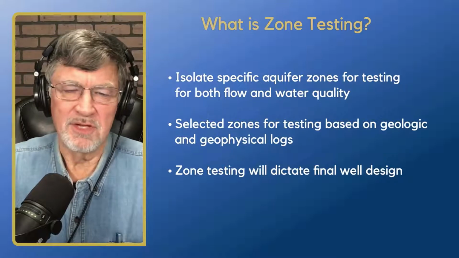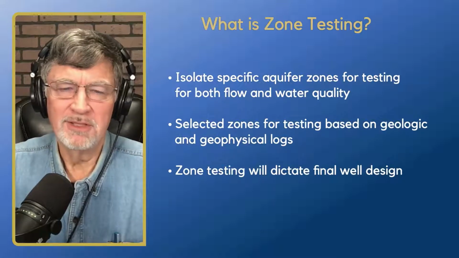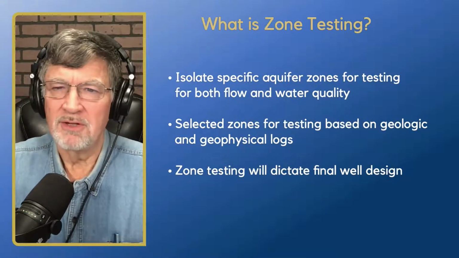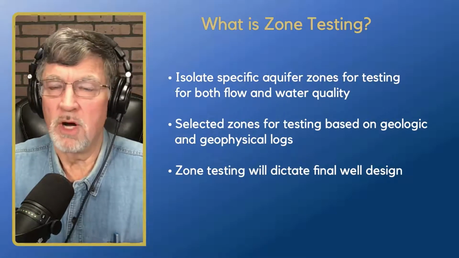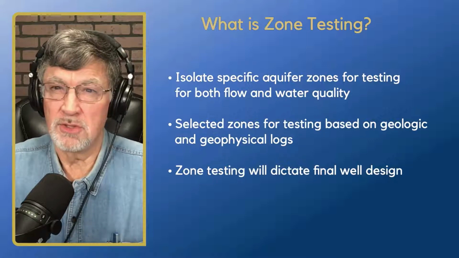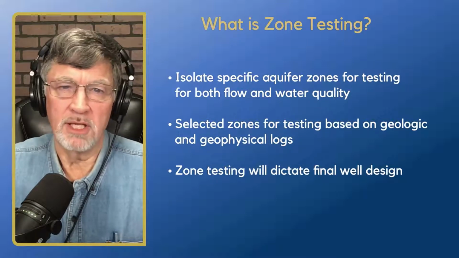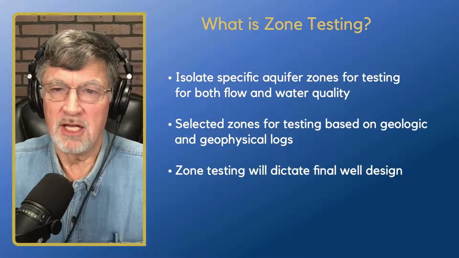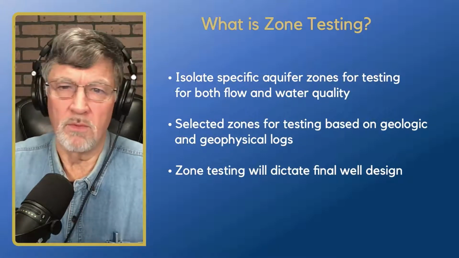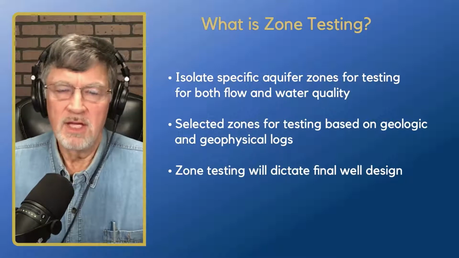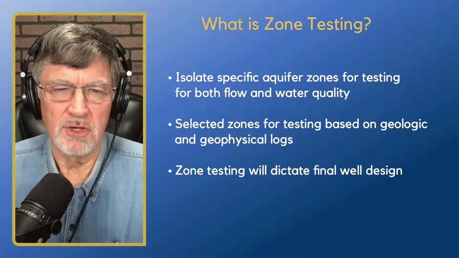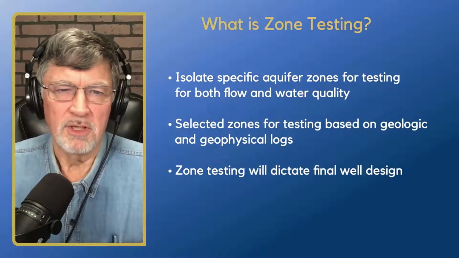For instance, in the Central Valley of California, you're usually going to have 2, 3, 4 different aquifer zones, and you're going to want to zone test those so you know not only what the water quality is coming from those particular zones, but whether we have any issues with the water quality. You also want to know the flow from those zones, because it's important.